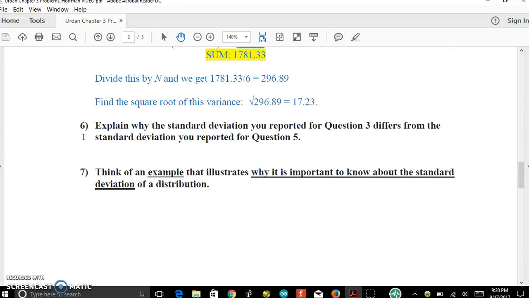Question 6. Explain why the standard deviation you reported for question 3 differs from the standard deviation you reported for question 5. Well, in question 3, we divided the sum of squares by n, in this case the number of scores in the sample, minus 1, because it was sample data, producing a larger variance and standard deviation than we found in question 5 when we used n, or the number of cases in the population, as the denominator in the variance and standard deviation formulas.